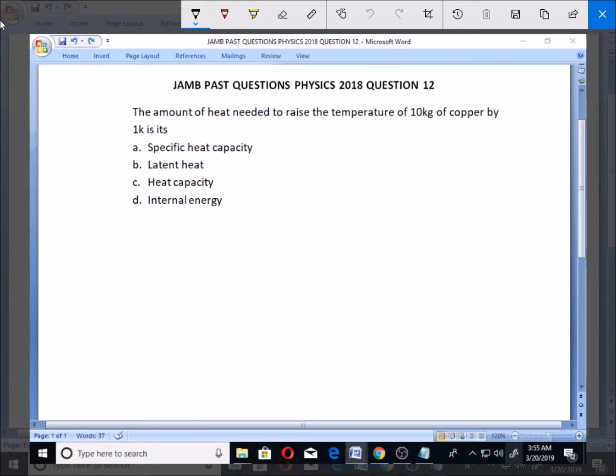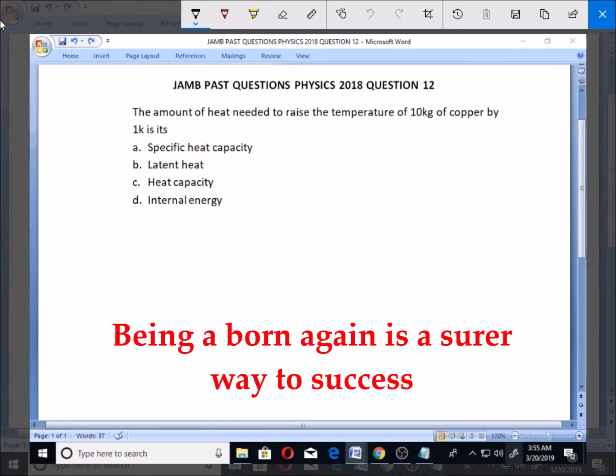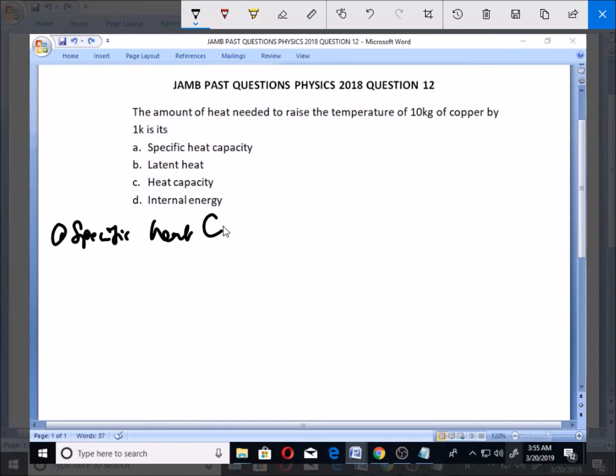Now, for us to be able to appreciate this question very well, we need to know the definition of these various terms. And we're going to start with number 1, which is specific heat capacity. Whenever you hear the word specific, you're considering 1 kilogram. Here we have 10 kilogram, and even if we have 1 kilogram, we know we are talking about specific heat.